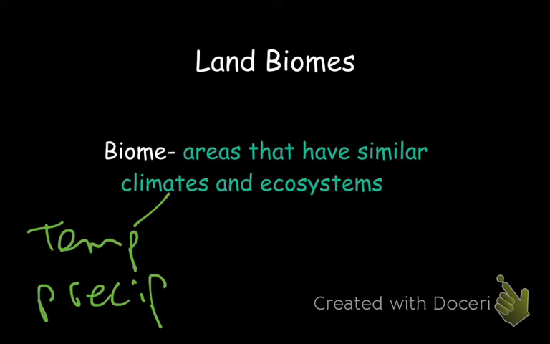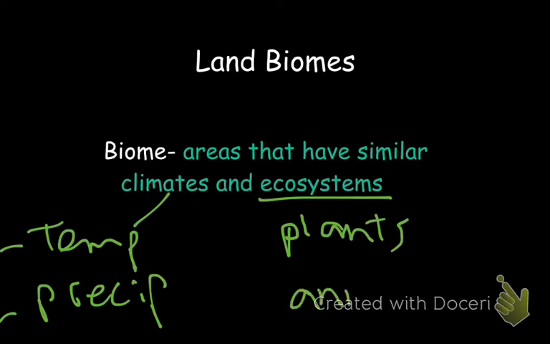So biomes are going to be areas that have a similar temperature and a similar amount of precipitation, but they also have similar ecosystems. So there are two things that make up an ecosystem, and that is the type of plants and the type of animals that live there. So when you look at your biomes, they're going to have four things in common: temperature, precipitation amounts, the similar types of plants, not the exact same, but similar types, and then also similar types of animals. So that's the four things we're looking at when we look at your climate and your ecosystem.